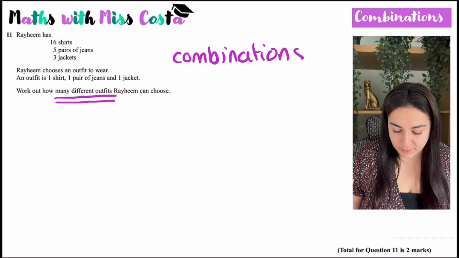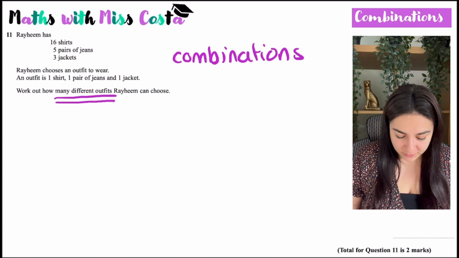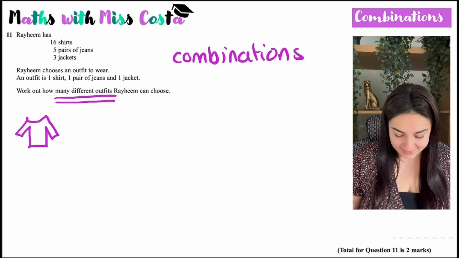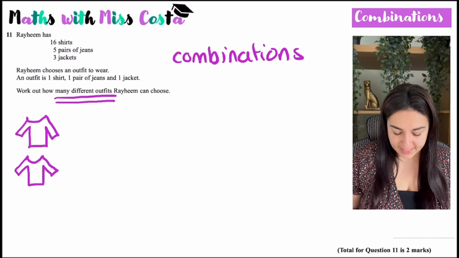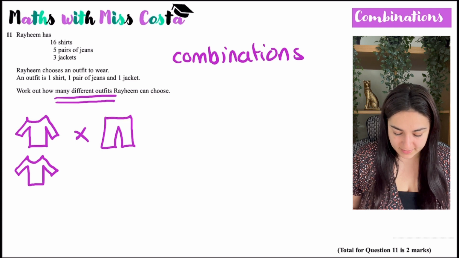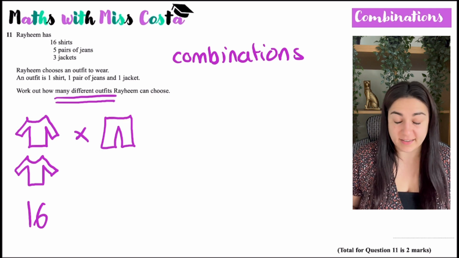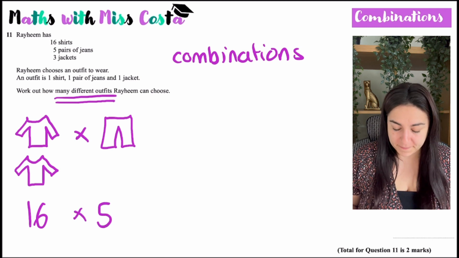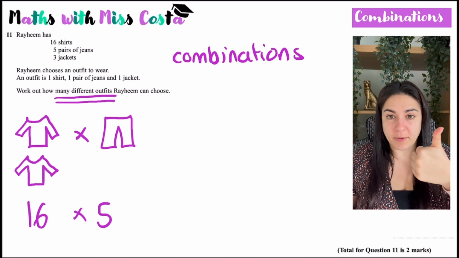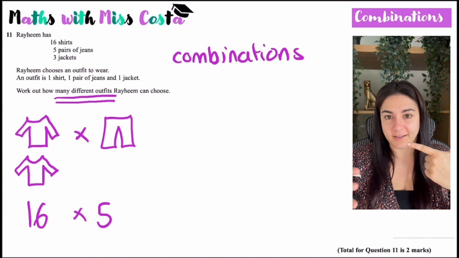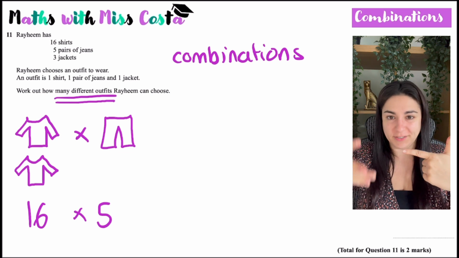And with a combinations question, if you think about this logically, you've got 16 shirts. So let's imagine I've got 16 of these drawn. So you've got 16 shirts and you can combine them with 5 pairs of jeans. So shirt 1 I can combine with jeans 1, jeans 2, jeans 3, jeans 4, jeans 5. Shirt 2 I could combine with jeans 1, jeans 2, jeans 3, jeans 4, jeans 5.